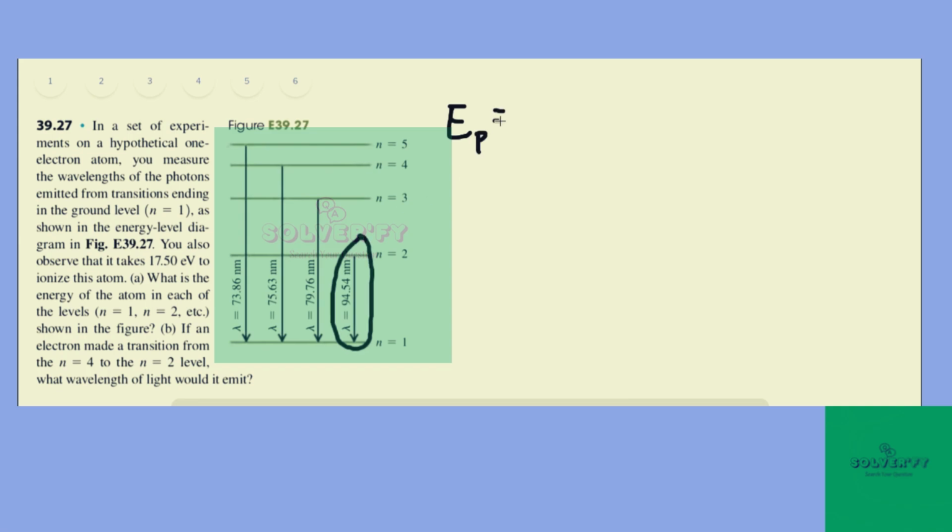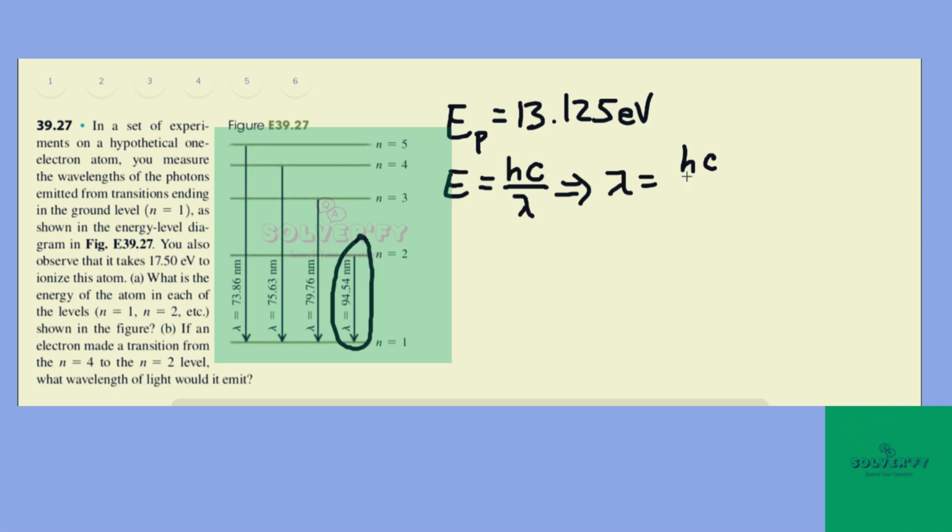So the energy of the photon that's emitted is 13.125 electron volts. But now how do we compare this to the wavelength that we're given, when we just have energy? We recall that the energy of a photon is given by h times c, Planck's constant times the speed of light, divided by its wavelength. So solving for the wavelength, we have lambda is equal to h times c over energy.